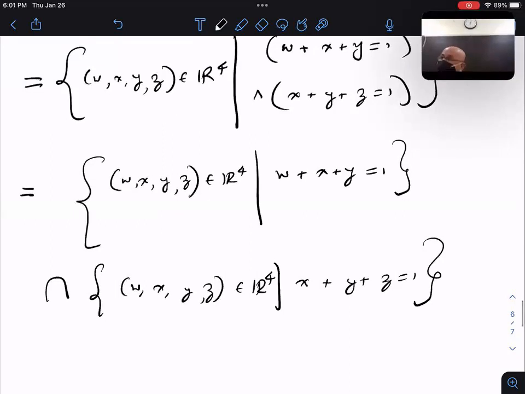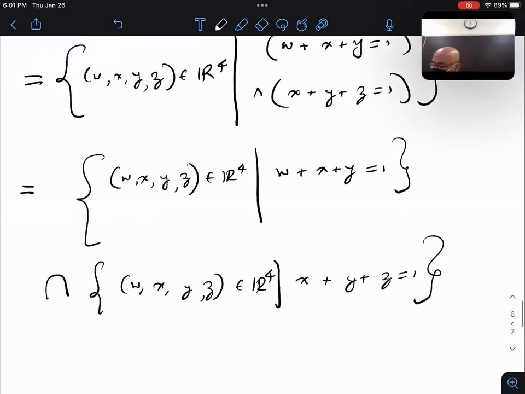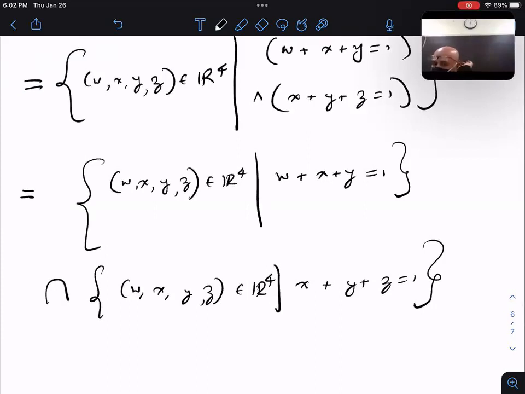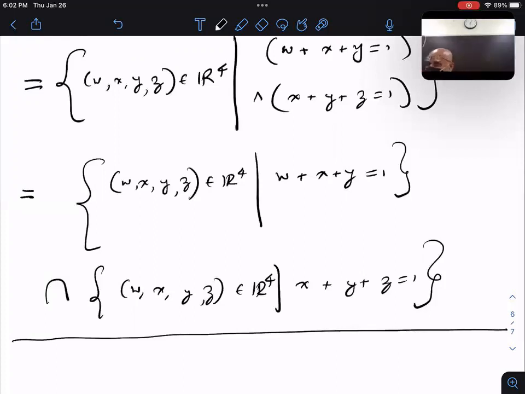Okay. This set is defined by one equation. Therefore, the number of parameters needed for this one will be 4 minus 1, which is equal to 3. So this is a 3-flat. This also is defined by one equation, so that is also a 3-flat. These 2 3-flats intersect in a 2-flat. And that 2-flat is precisely what we found. Is this idea clear? Okay. So this is the picture that you should keep in mind.